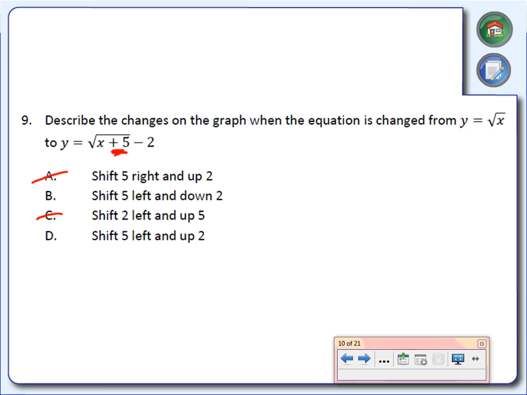Moving to the left 5. What about the minus 2? What is the minus 2 going to do to the graph? Make it go down 2 units. Therefore, the correct answer here should be B. 9 is B.